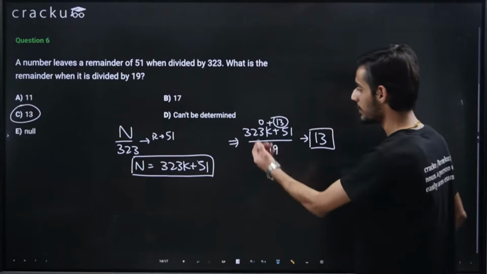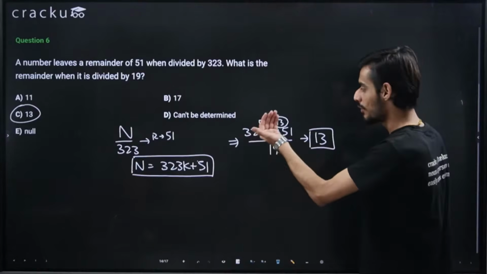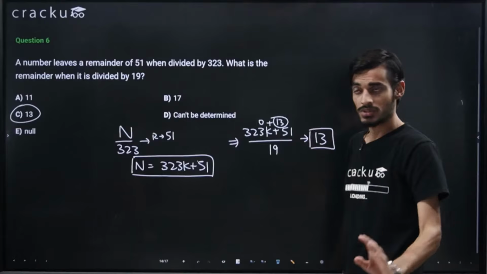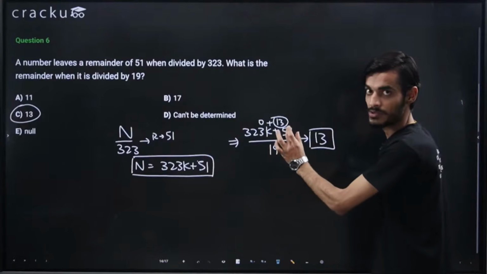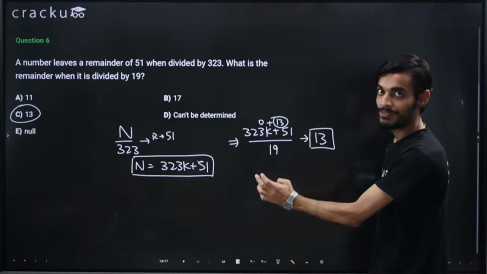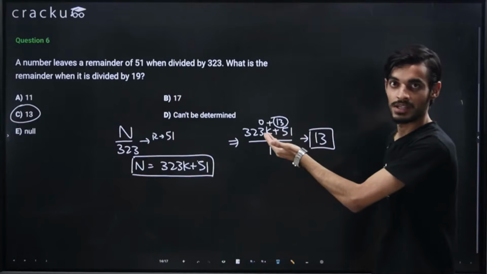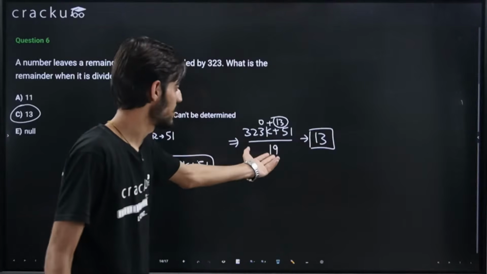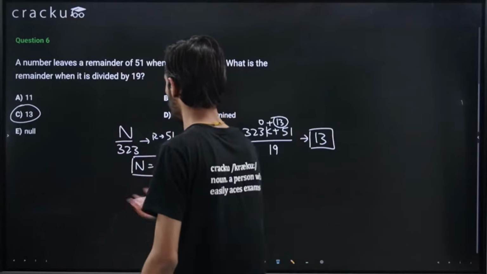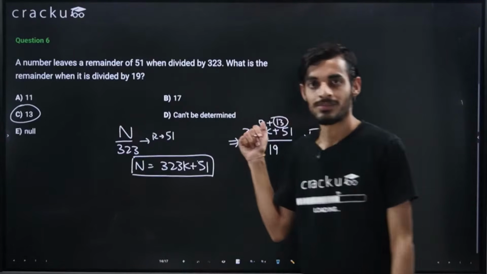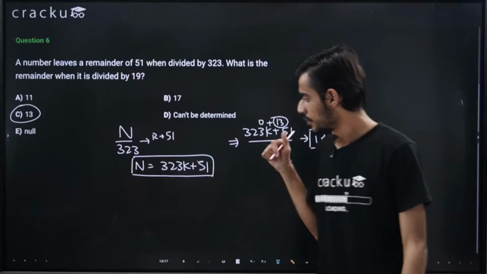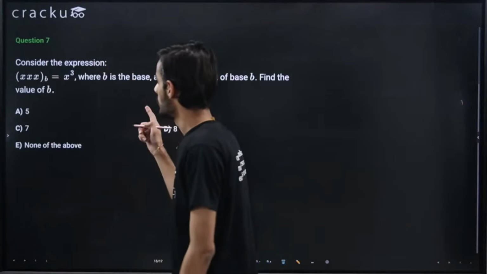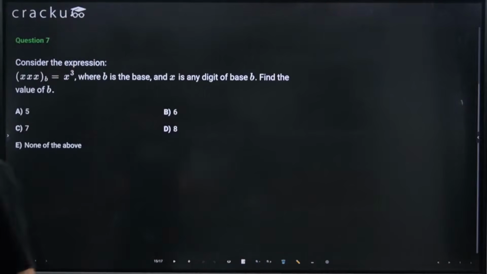But here, because 323 is divisible by 19, whatever value you put in place of k, it will be completely divisible. So we just need to see the remainder with the second term, that is 51. 51 divided by 19, the remainder is 13 because 19 into 2 is 38, and 51 minus 38 is 13. I hope this is pretty much clear. If you have any doubts, you can just ask in the chat. Otherwise, we will move to the next question, that is question number 7.